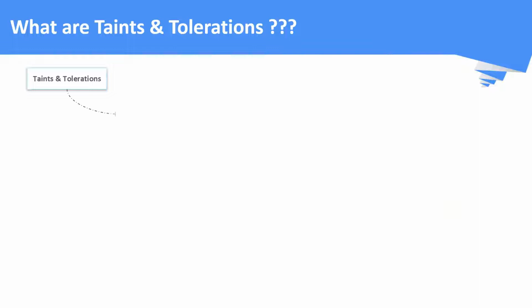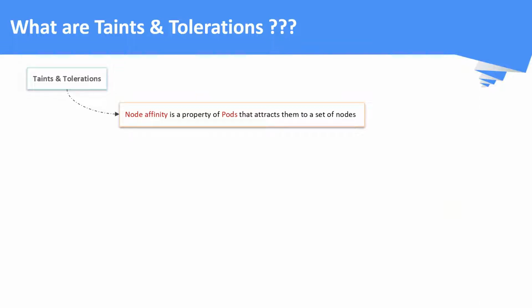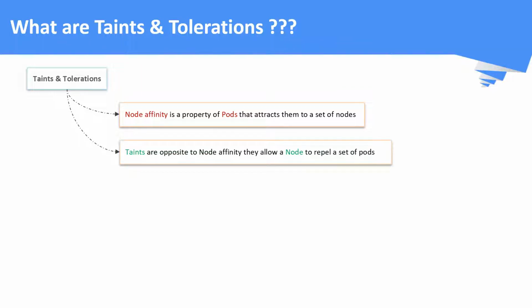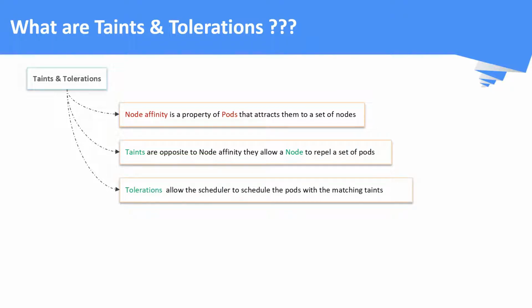As you all know, affinity constraints are used to attract pods to a set of nodes. Taints are just the opposite of affinity. Taints in the nodes are used to repel the pods. To schedule a pod in the tainted node, we need to apply tolerations to the pods. Tolerations allow the scheduler to schedule the pods with the matching taints. When you taint a node, it will repel all the pods except those that have a toleration for that particular taint.